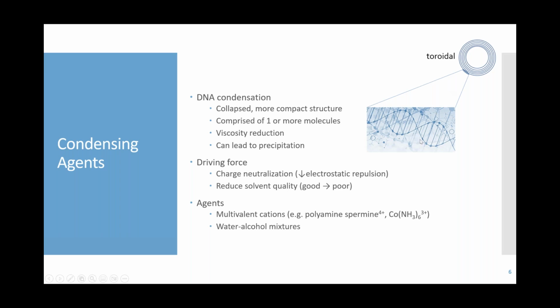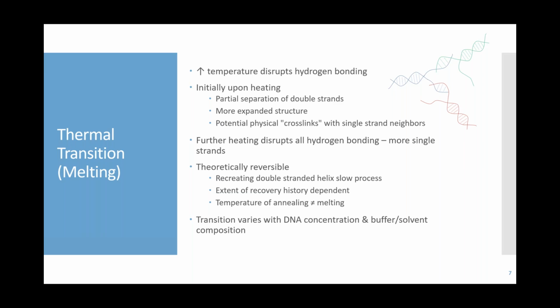exact structures that will form will depend on the condensing agent that you use. I highlighted this torus shape because it seems to be the common one formed when you introduce polyamines, and that's what we actually introduced in our experiments here. But bear in mind that there are some rod-like structures or more aggregate type structures that can exist as well. So then finally, the thermal transition.